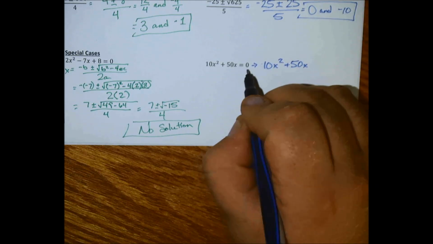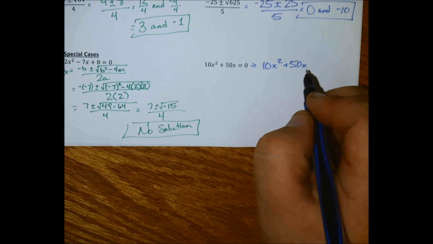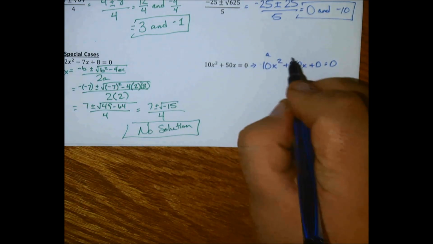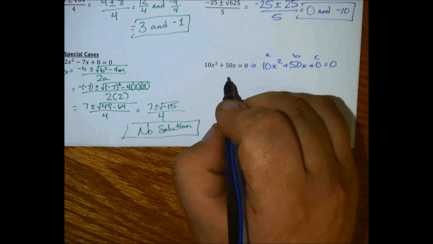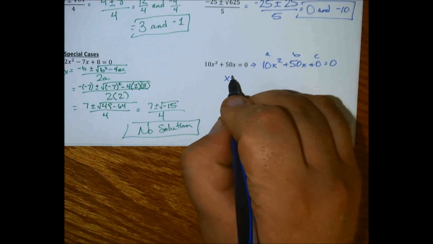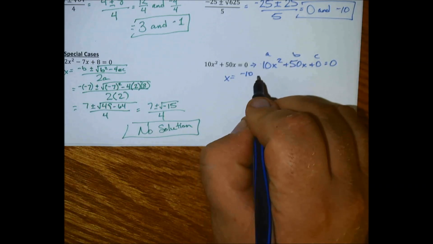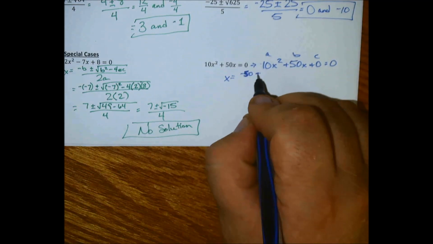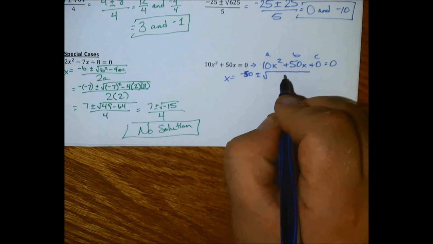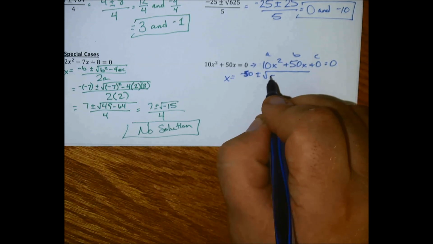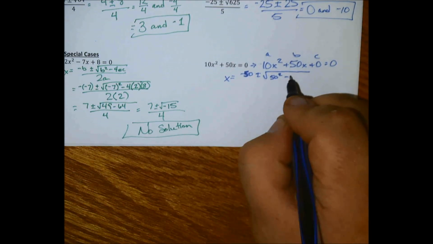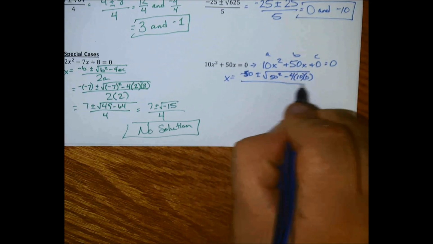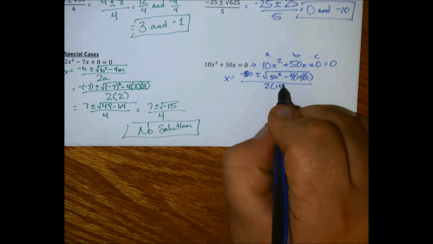What I want to rewrite this as is I want my c in there because I need that c. So plus 0 equals 0. So here's my a, here's my b, here's my c. So let's see what we have. x equals negative b, which is negative 50. So negative b plus or minus the square root of b squared, so it's 50 squared minus 4 times 10 times 0, 4ac, all over 2a.